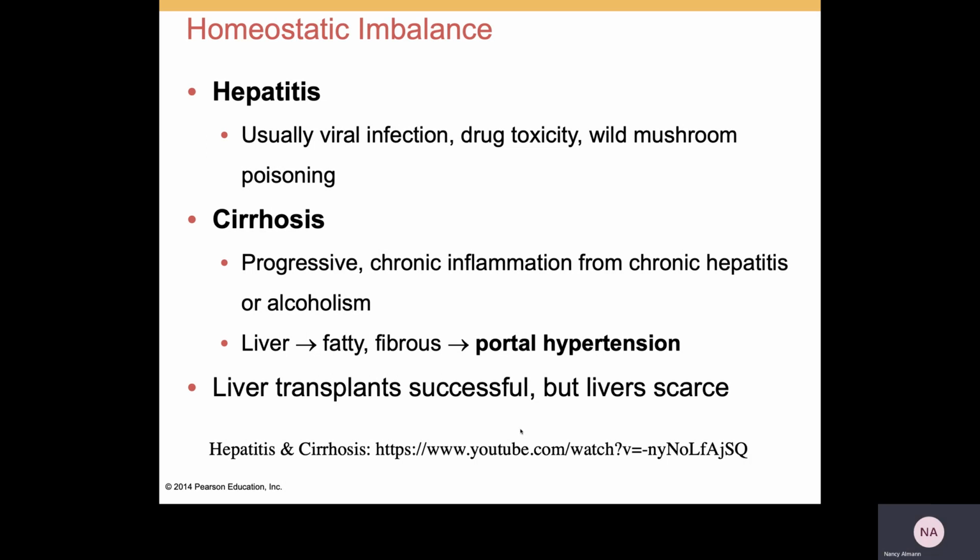Some of the pathologies include hepatitis, usually virally triggered, might be due to drug toxicity, might be due to wild mushroom poisoning, so be careful if you're going out mushrooming. Cirrhosis is progressive and chronic inflammation due to either hepatitis or alcoholism, sometimes drug use. You might end up with portal hypertension because you have a fatty liver. Liver transplants are successful, but livers are scarce, and you can actually regrow your liver, but after you reach a certain point, the liver becomes too damaged and cannot replace itself.